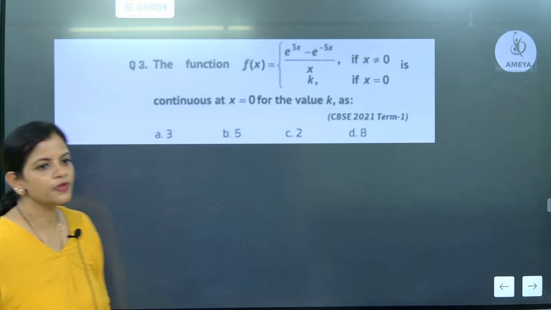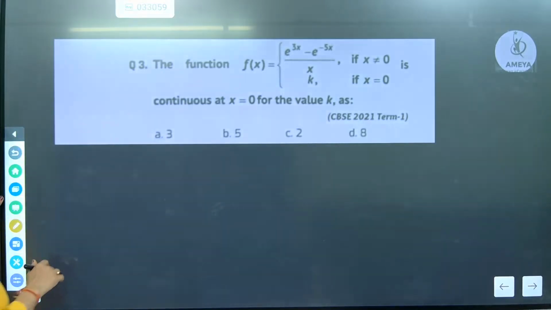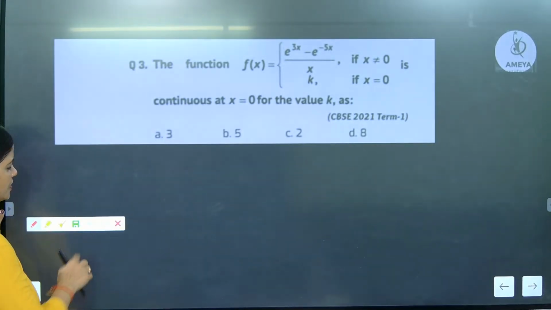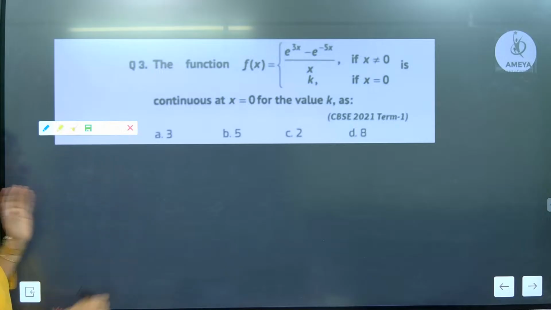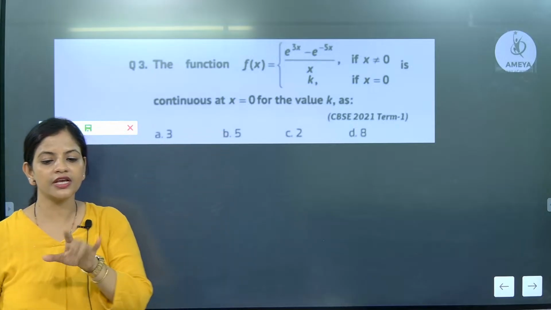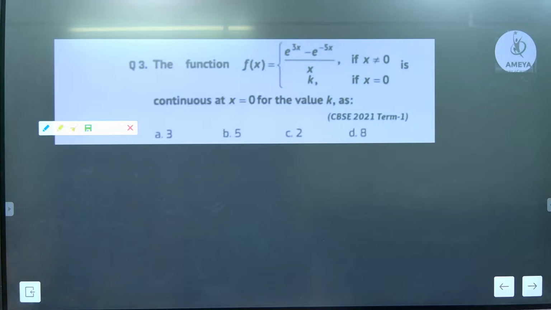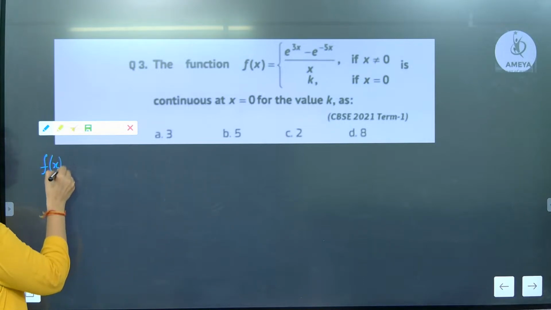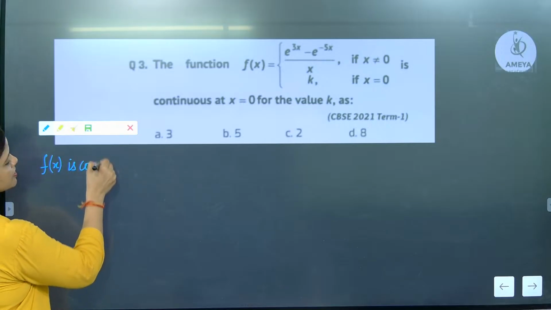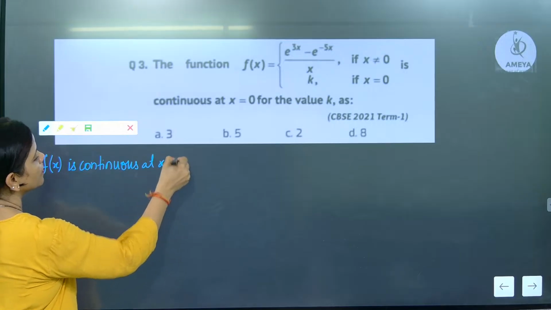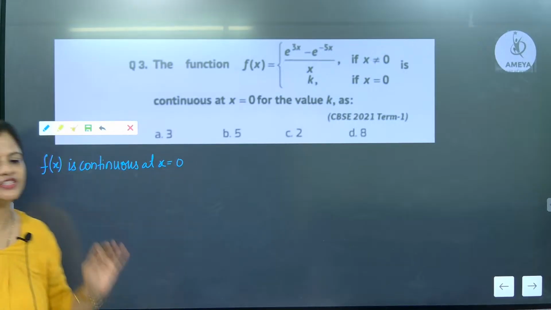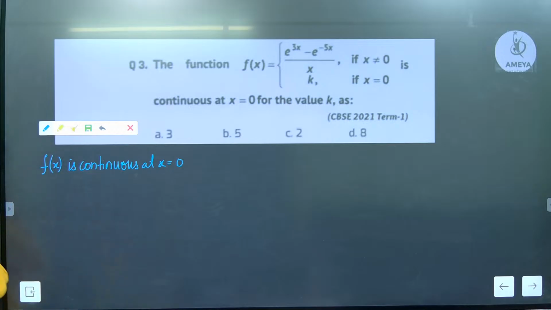Let's solve the question. Now look here. Which color is visible nicely? Blue color, your favorite blue color. Okay. Now, beta, the function is, x is not equal to 0, x equal to 0 say continuous. Where is the function continuous? The function is continuous at x equal to 0. So you write, f of x is continuous at x equal to 0. So the function is continuous at what value, beta? At x equal to 0.